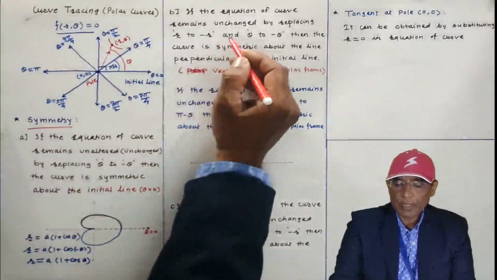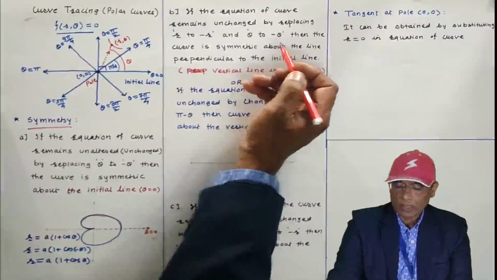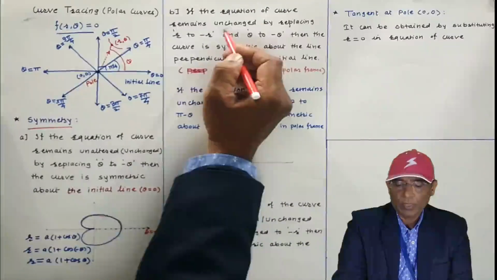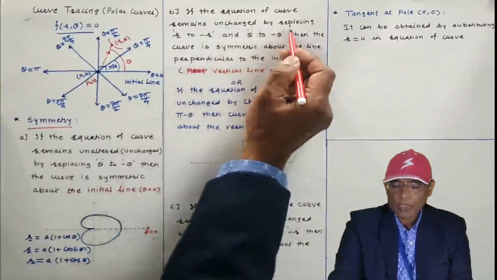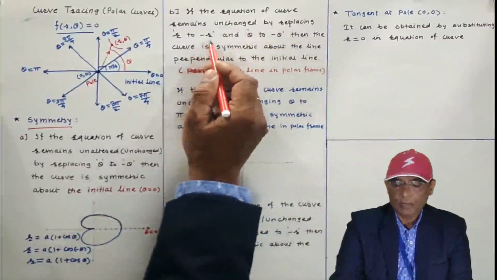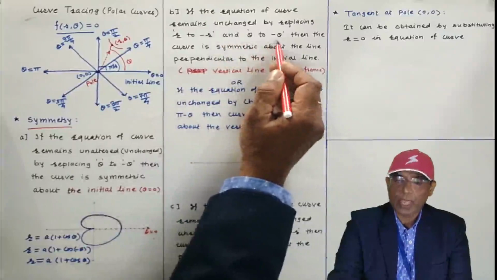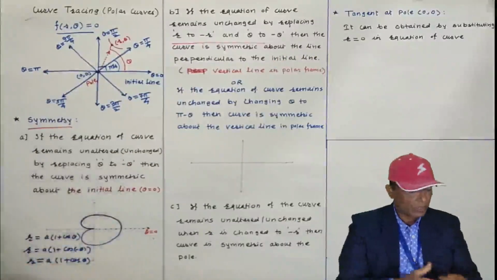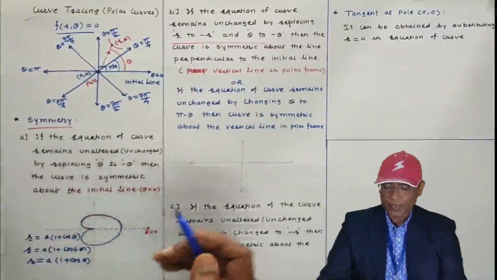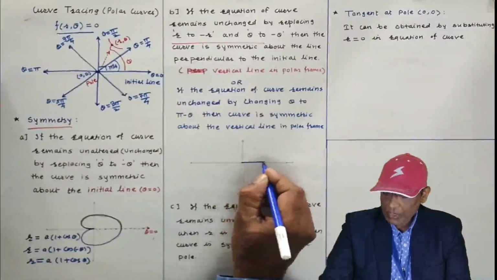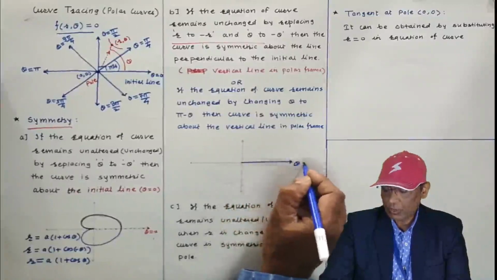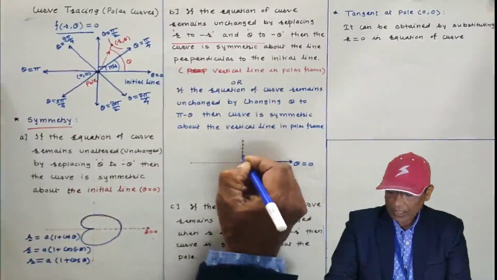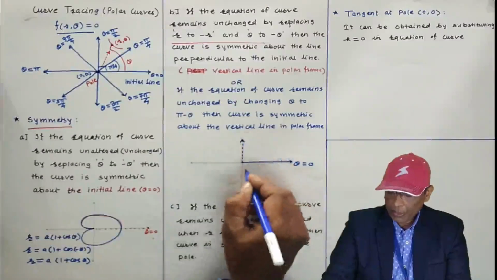Now, symmetry about the line perpendicular to the initial line. If the equation of the curve remains unchanged by replacing r by minus r and theta by minus theta simultaneously, then the curve is symmetric about the line perpendicular to the initial line. And this dotted line is the line perpendicular to the initial line.